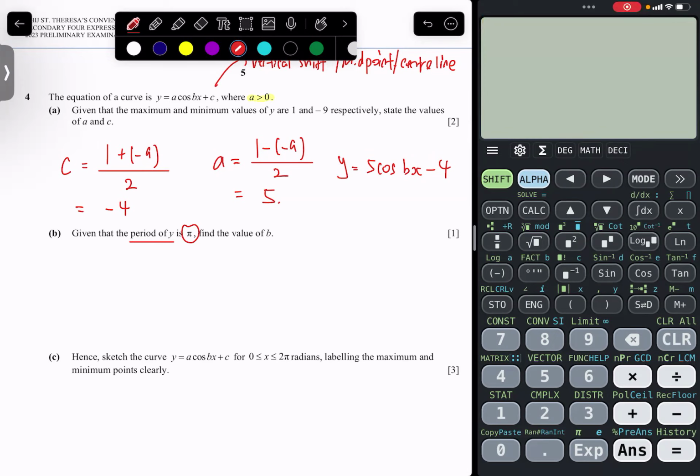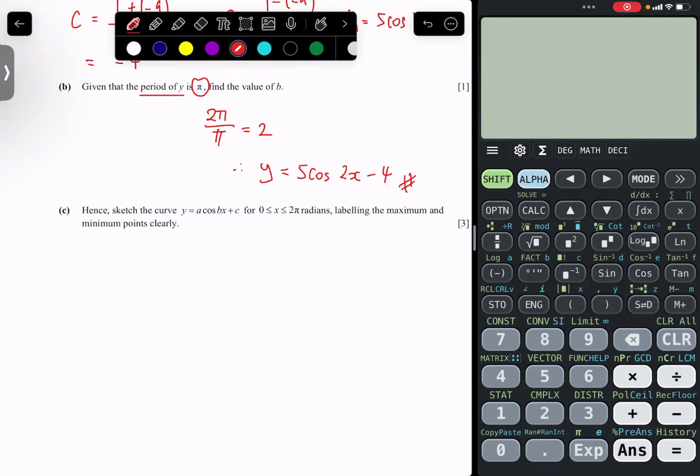Okay, but a normal cosine curve will only complete itself in 2 pi. So given that the period is pi, that means the value of b will be 2 pi divided by pi, which equals 2. Therefore, y equals 5 cos 2x minus 4. Okay, right, as in b equals 2. The actual answer should be b equals 2.